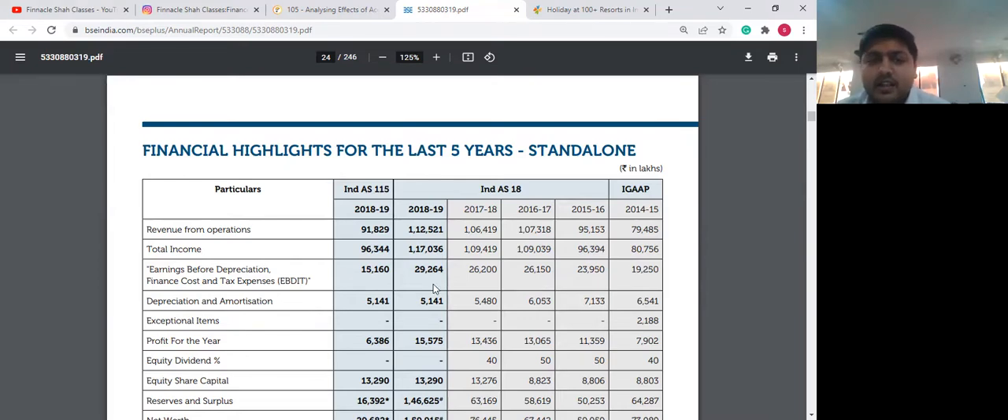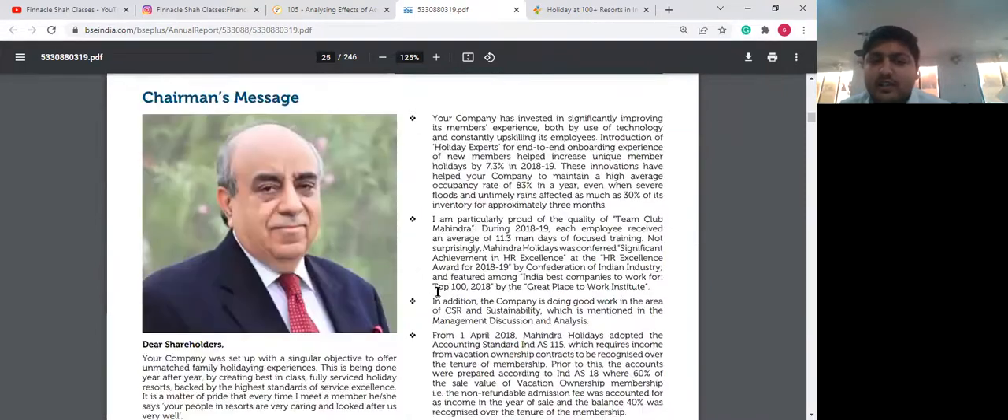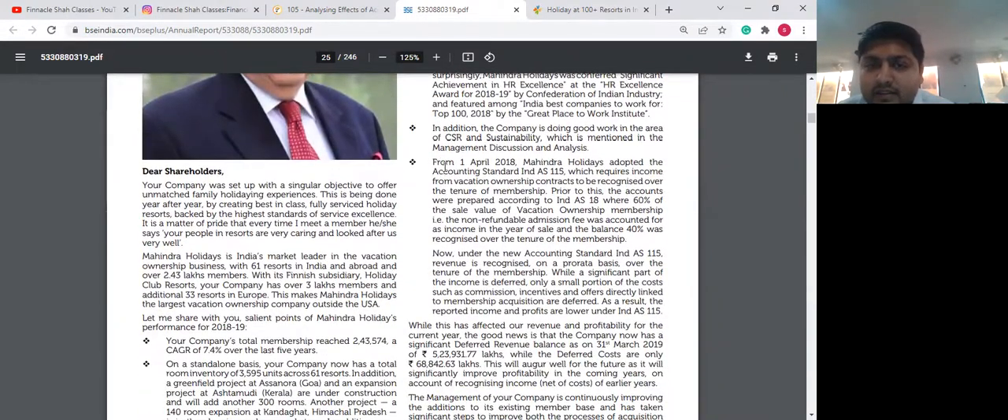So let me actually scroll down to the chairman's speech, as you can see on the screen here. Take a note of this paragraph. In April 2018, Mahindra Holidays adopted IND AS 115, which requires income from vacation ownership contracts to be recognized over a tenure of membership. And prior to this, what used to happen? The accounts were prepared according to IND AS 18, where 60% of sale of vacation ownership, that is the non-refundable part of the fees, was recognized in the year of sale itself. And the remaining balance was recognized over the tenure of the membership.